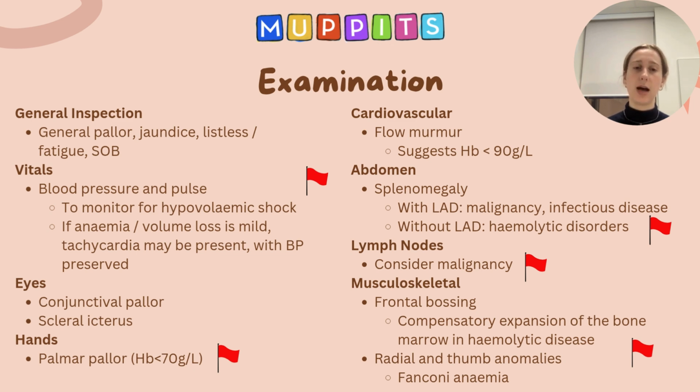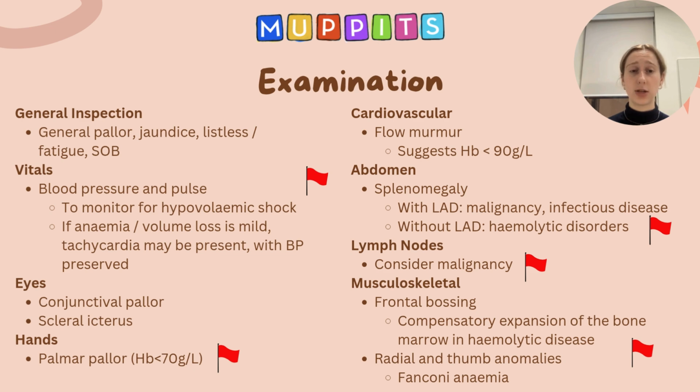In the abdomen, if you note splenomegaly, this often means there's some sequestering going on of the red blood cells. And if you have lymphadenopathy with it, this might be indicative of malignancy or infectious diseases. Without lymphadenopathy, this is most often a hemolytic disorder. So I've got here again, checking lymph nodes, which might be indicative of malignancy.